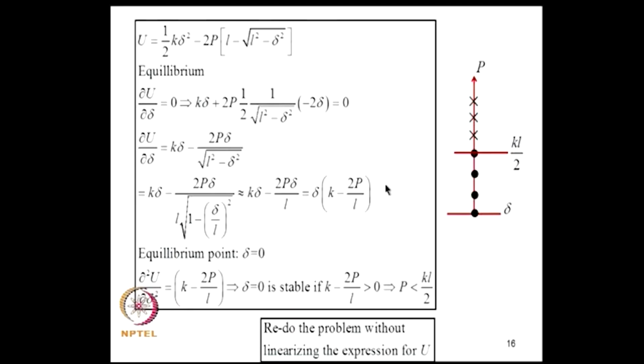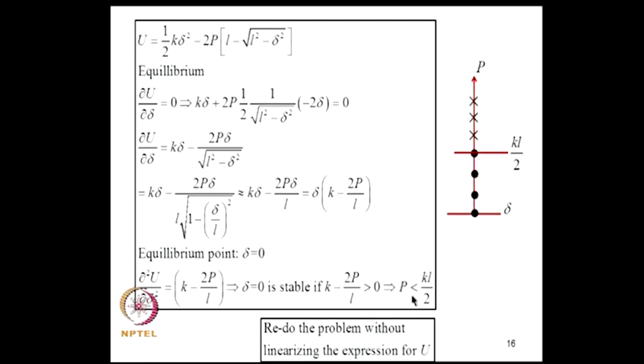Now, what is the second order derivative? Dou square u by dou delta square, you have to differentiate with respect to delta, I get K minus 2 P by L. For delta equal to 0 to be stable, this quantity in the parenthesis must be greater than 0. So, I get the condition K minus 2 P by L must be greater than 0, or P must be less than K L by 2.